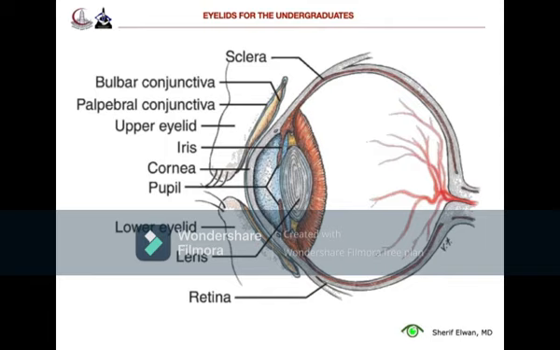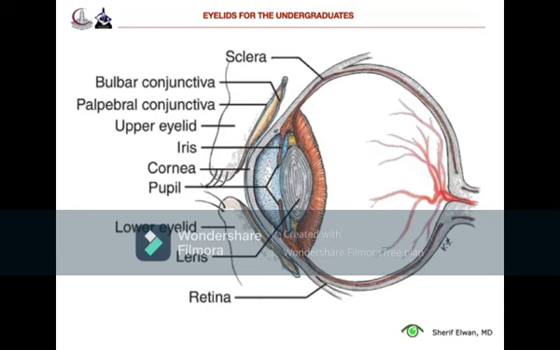Now this is a section through the globe and the eyelids, and as you can see, the upper eyelid is covered from the inside by the palpebral conjunctiva, and the eye globe is covered on the outside by the bulbar conjunctiva. Both meet at the fornix, in the upper eyelid in the upper fornix, and in the lower eyelid in the lower fornix.